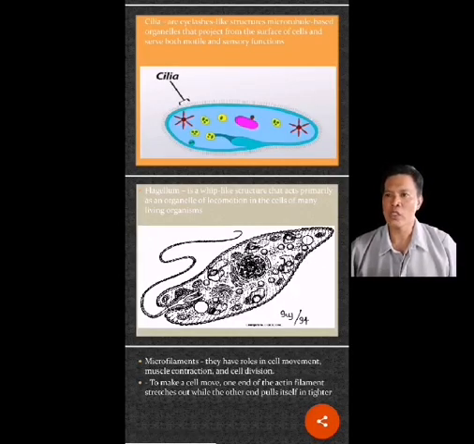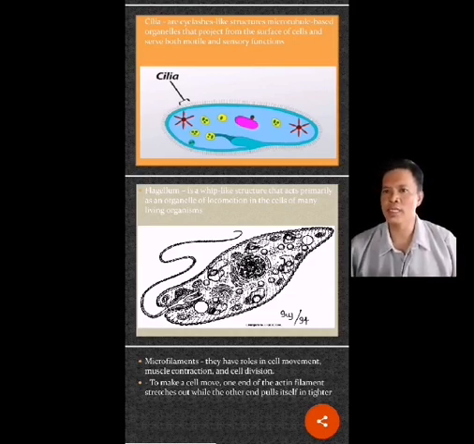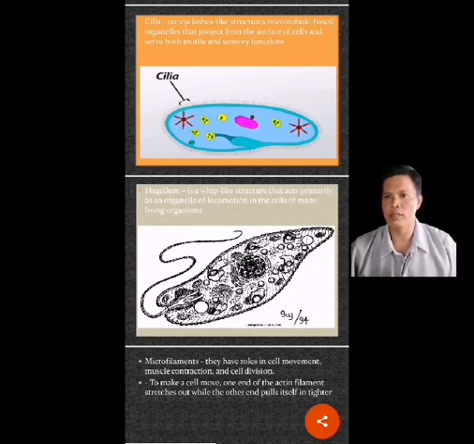Cilia are eyelashes-like structures, microtubule-based organelles that project from the surface of cells and serve both motor and sensory functions. Flagellum is a wave-like structure that acts primarily as an organelle of locomotion in the cells of many living organisms. The microfilaments, they have roles in cell movement, muscle contraction, and cell division. To make a cell move, one end of the actin filament stretches out while the other end pulls itself in tighter.